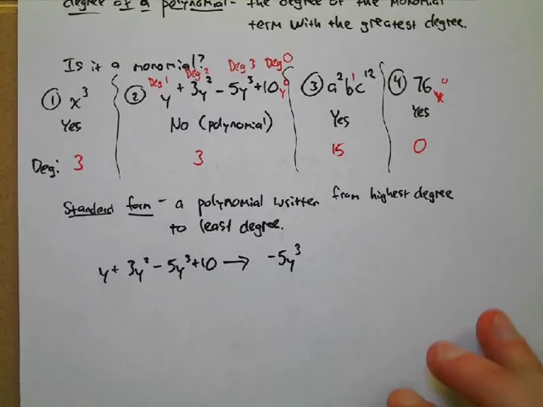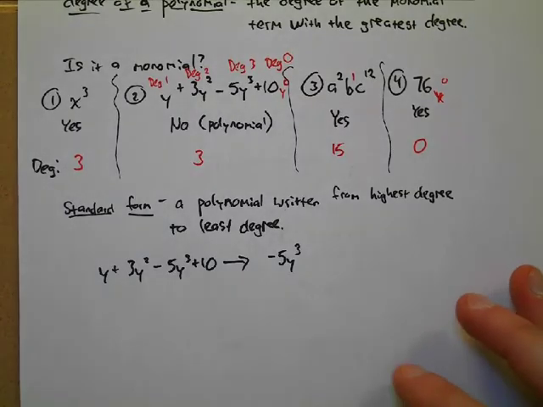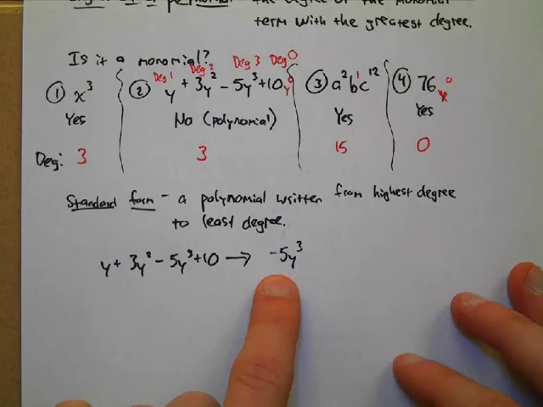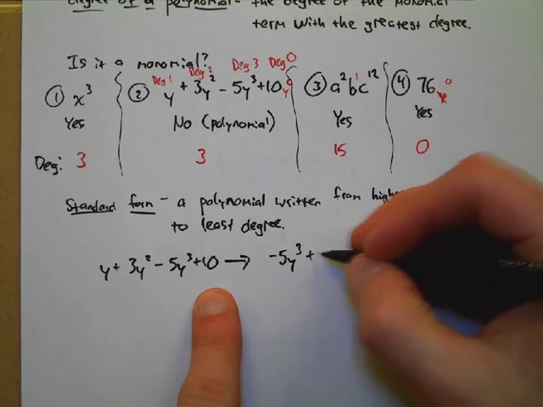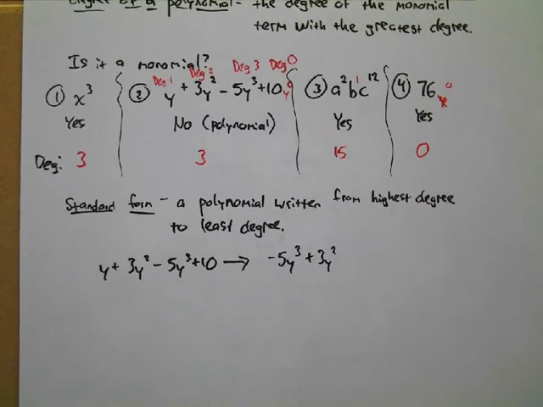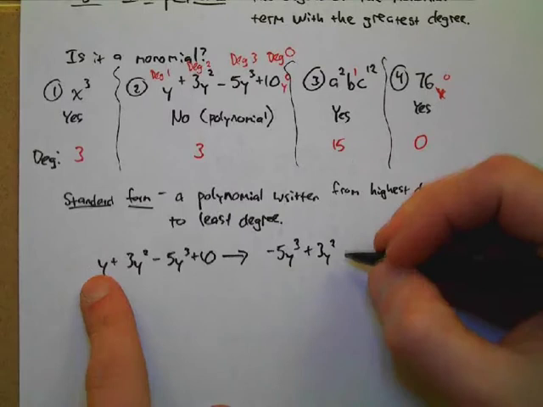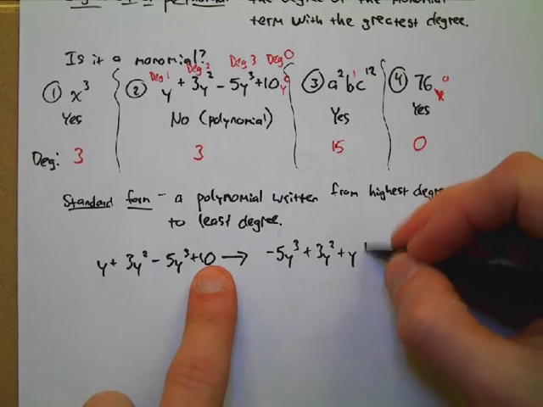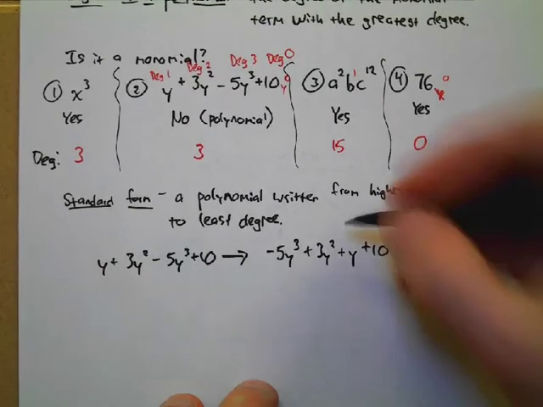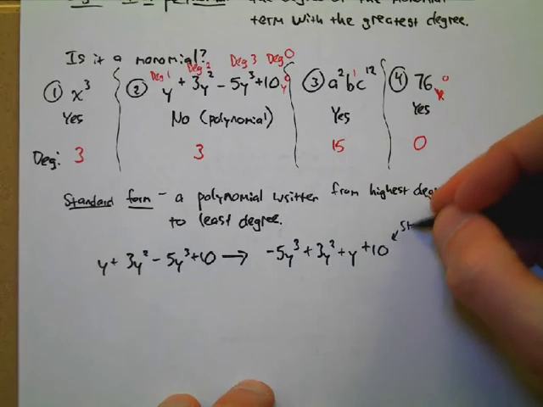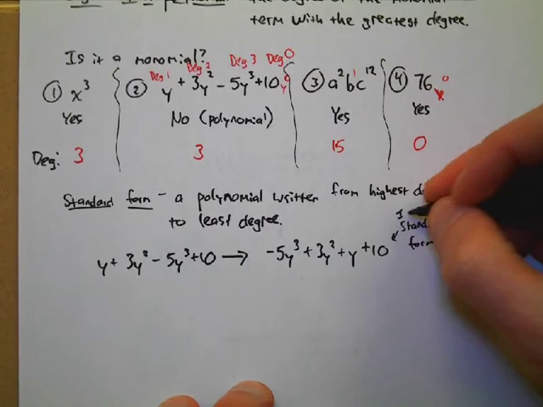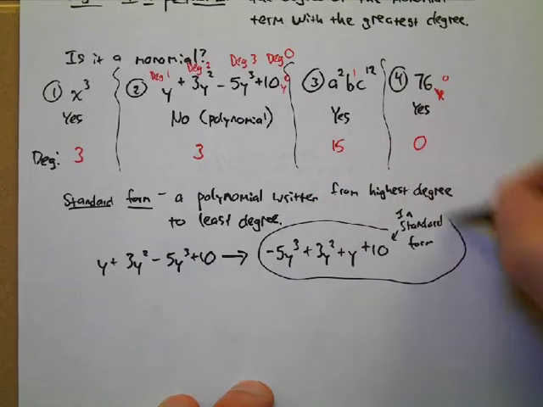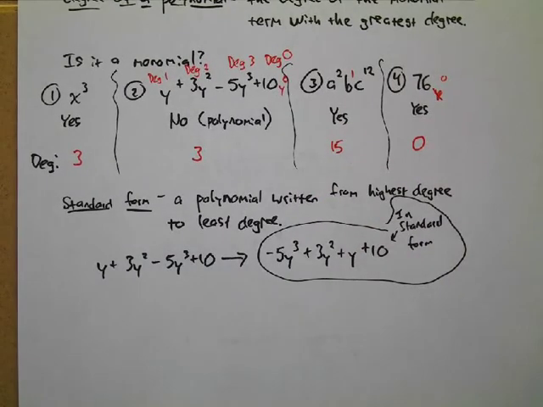What's going to go next there? Let's go to Megan F. What do you say, Megan? What goes next after the negative 5y cubed? The 3y squared. Yeah, the plus 3y squared. Again, we're just rearranging the terms here. Next would be what, Jack? Y. Yeah, the y, right? Plus y, and then that leaves the 10. And so this is now in standard form. Okay, like that. Standard form.